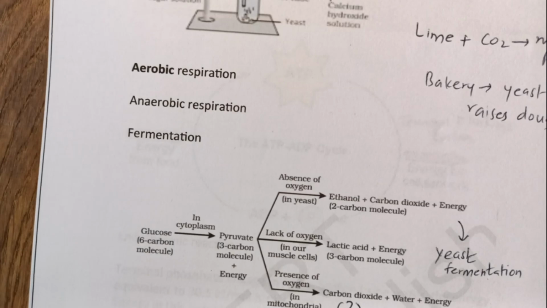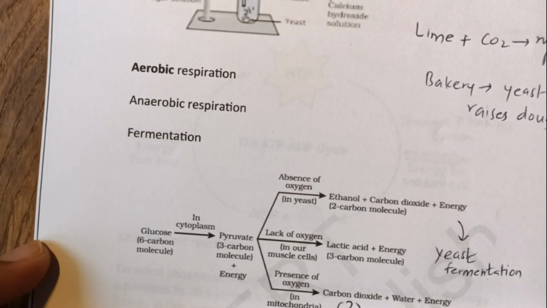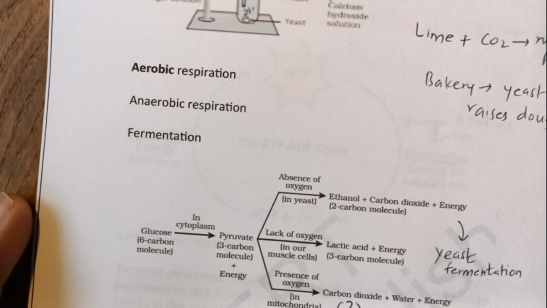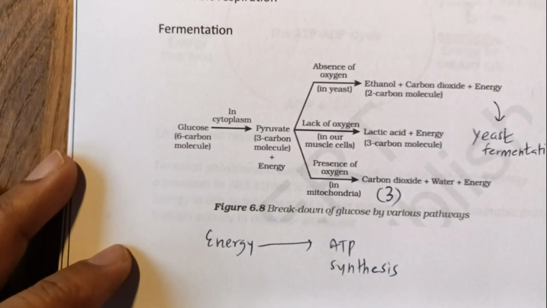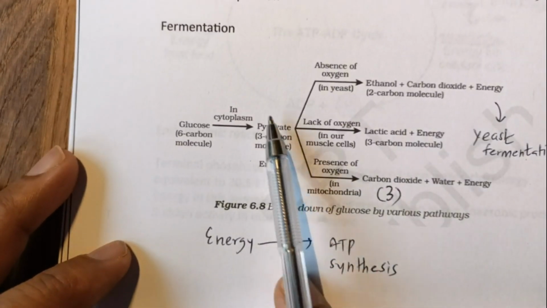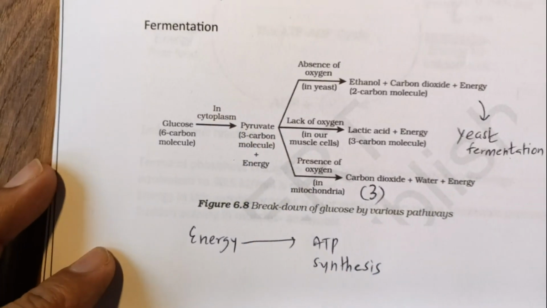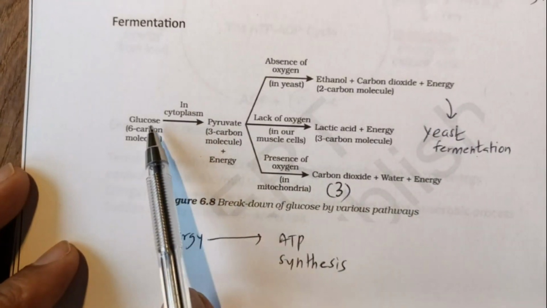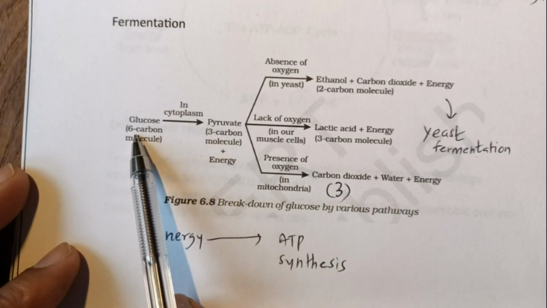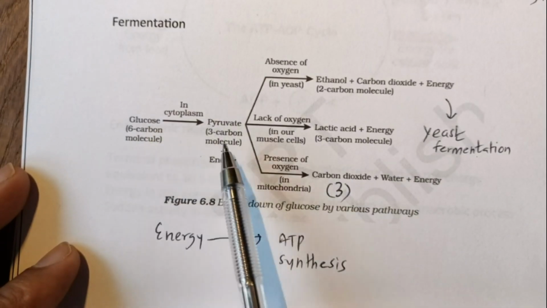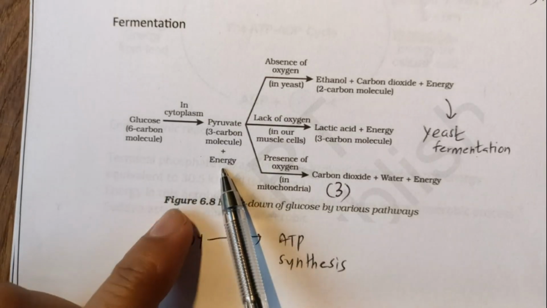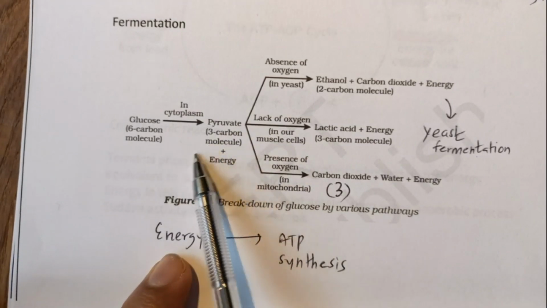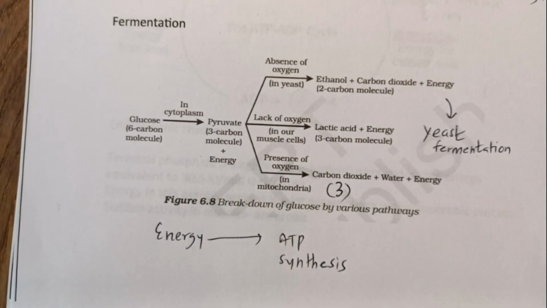So the first step of breakdown of glucose in any case, whether it is aerobic or anaerobic, is breakdown of glucose into pyruvate, and that takes place in the cytoplasm of the cell. Now this step involves glucose, that is a 6 carbon molecule, getting converted into a 3 carbon pyruvate molecule, and there is a release of energy. That is the first step, and it's the same for every organism.